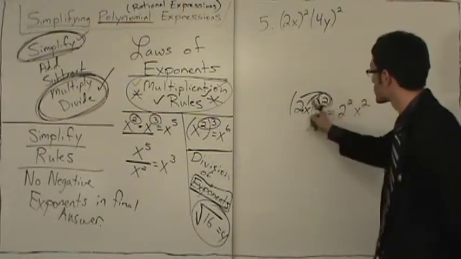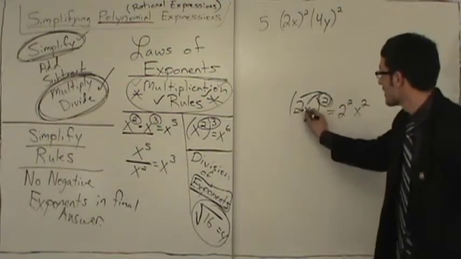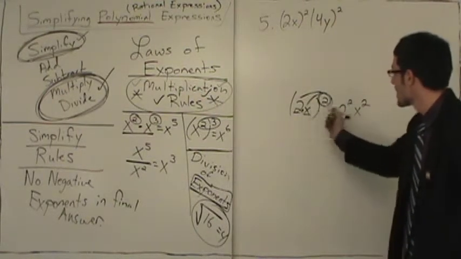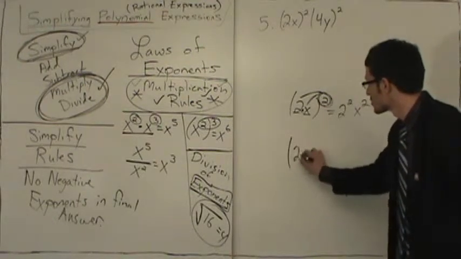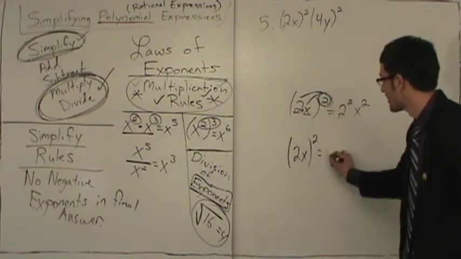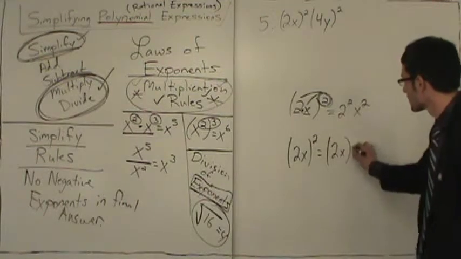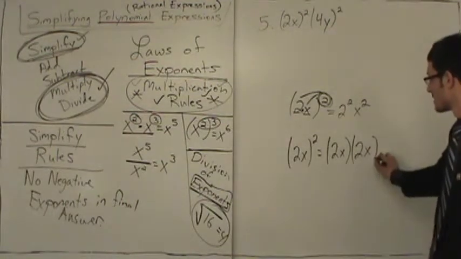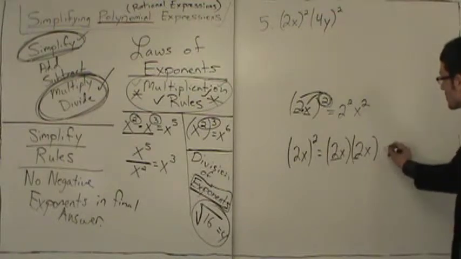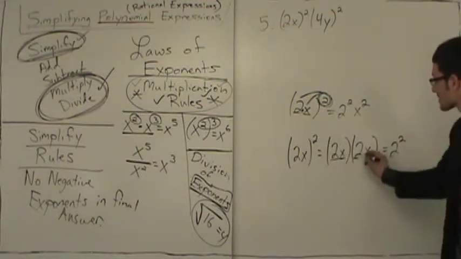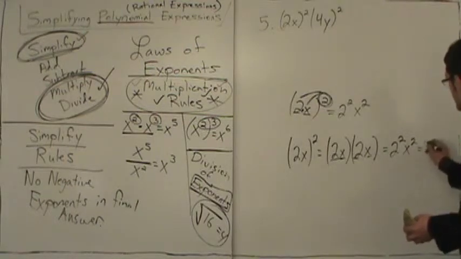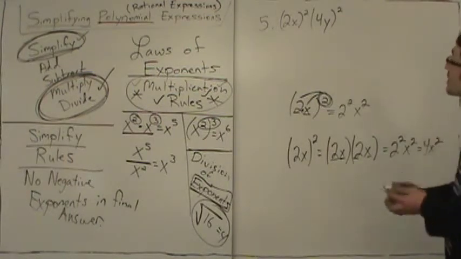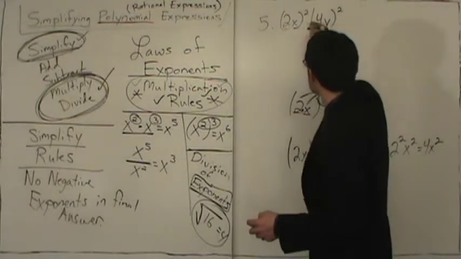X squared. So we square the 2, we square the x. The exponent affects everything inside parentheses. Now, why? Well, let's look. 2x quantity squared means what? It means 2x multiplied by 2x. Now, we do 2 times 2 and get what? 2 times 2 is 2 squared, and x times x is x squared, or we just get what? We get 4x squared.